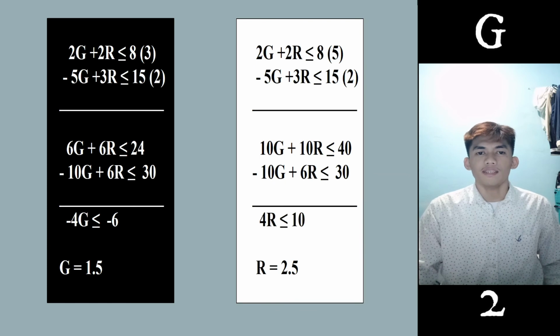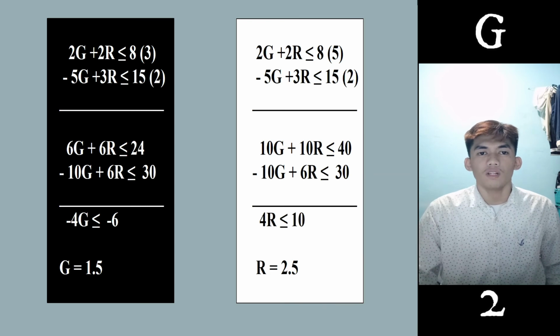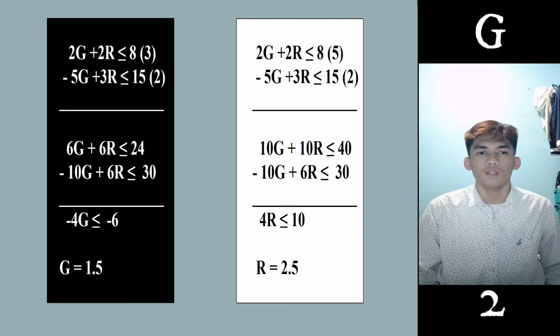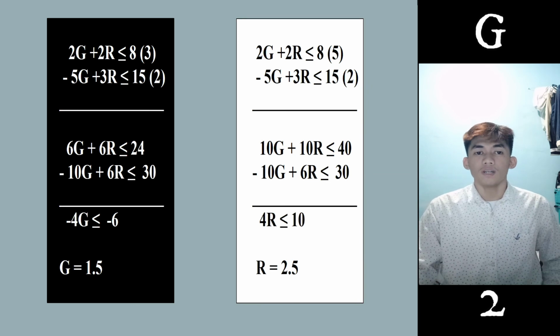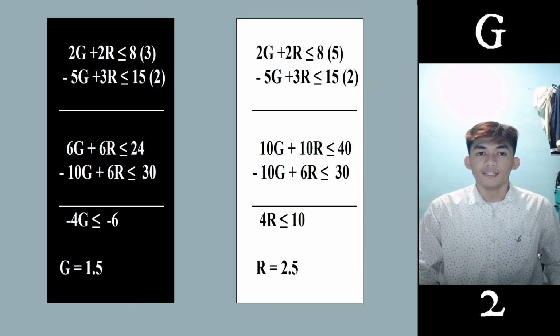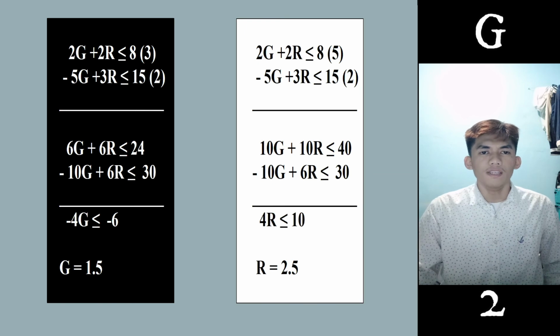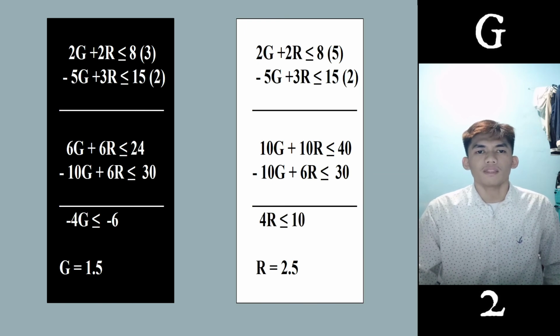After distributing, it will become 6g plus 6r less than or equal to 24, minus 10g plus 6r less than or equal to 30, equals negative 4g less than or equal to negative 6. To cancel the negative 4, we must divide: g equals 6 divided by 4, which equals 1.5. So g is 1.5.